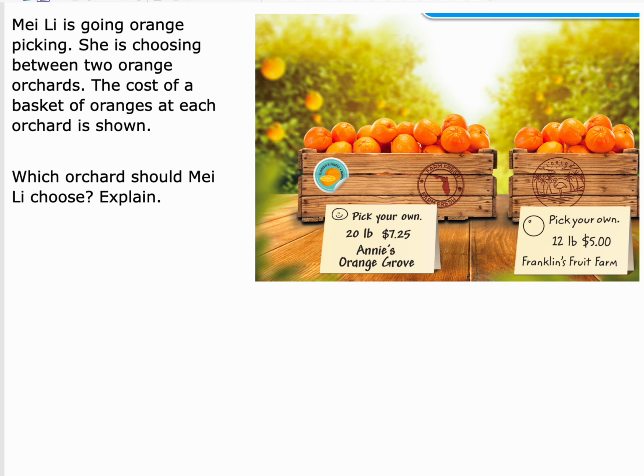So, Mei Lee is going orange or apple, whichever, picking. She is choosing between two orange orchards. The cost of a basket of oranges at each orchard is shown. And it asks, which orchard should Mei Lee choose?